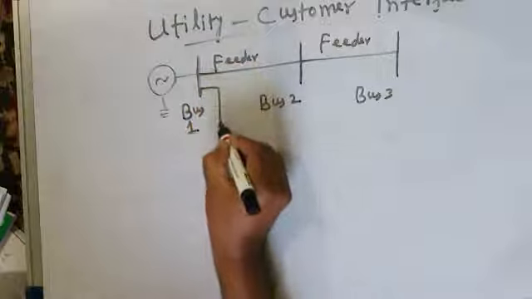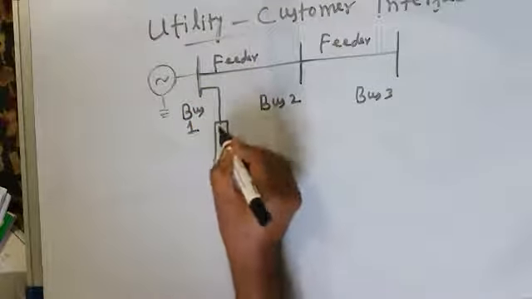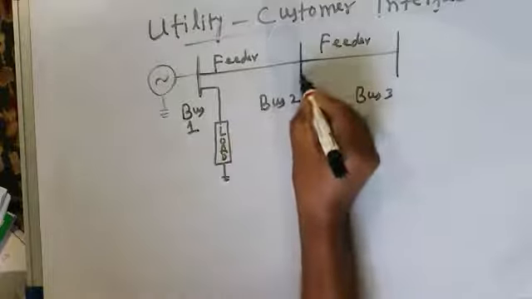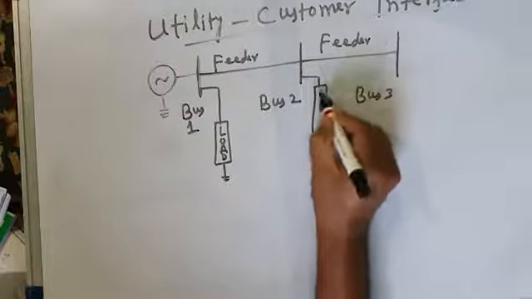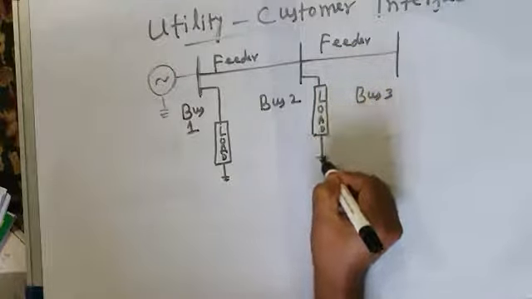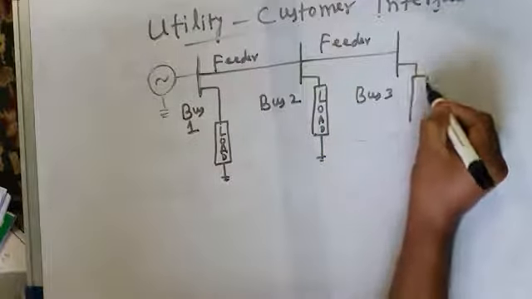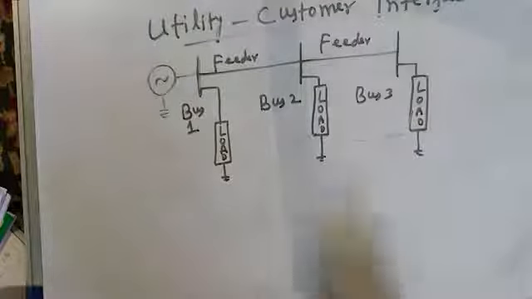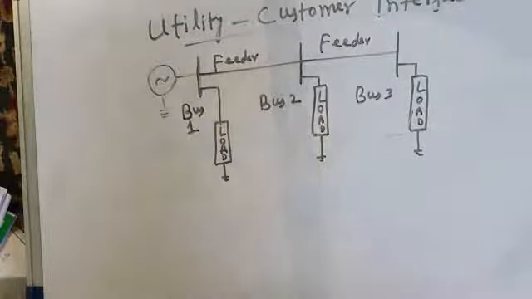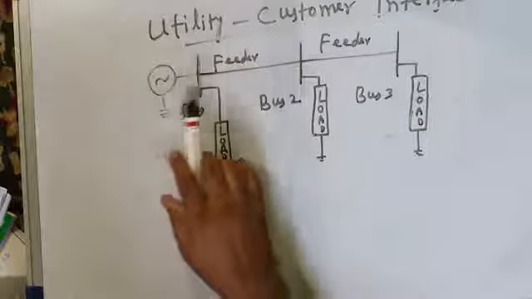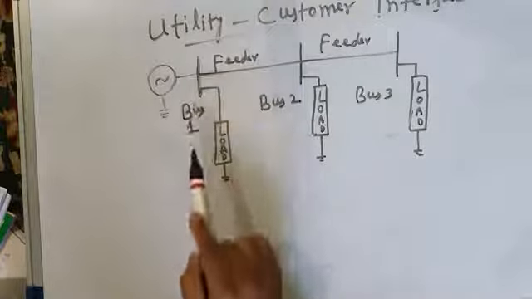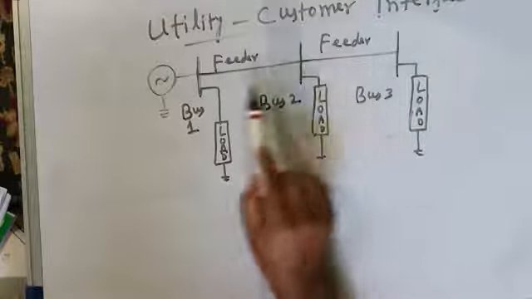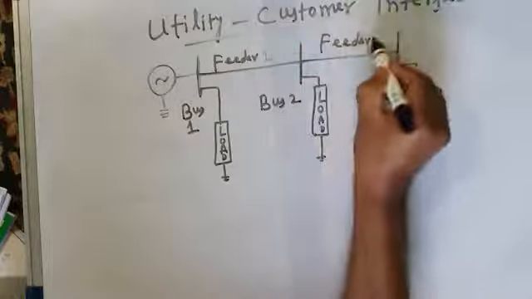You have certain loads connected to bus 1. So load, it may be a single load, or generally it is a combination of many loads. You have loads connected to bus 2 also, and you have loads connected to bus 3 also. So this is the single line diagram of a radial distribution system, which comprises a source, and this source is feeding 3 load buses. What are the 3 load buses? Bus 1, bus 2, and bus 3. And these 3 load buses are connected by 2 feeders, feeder 1 and feeder 2.